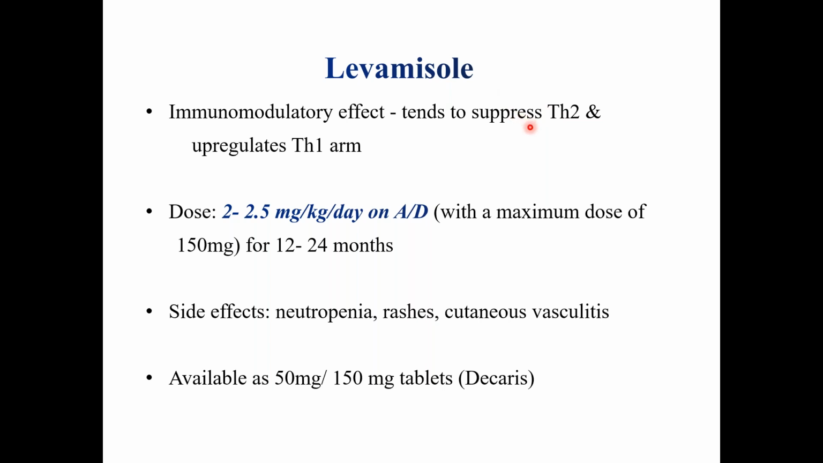As I talked about earlier, in episodes of relapse you find that there is an activation of the Th2 pathway. This is a drug which inhibits the Th2 pathway and upregulates the Th1 arm. And possibly this is the reason that it maintains long-term remission in patients with frequently relapsing nephrotic syndrome and steroid-dependent nephrotic syndrome. It is an excellent steroid-sparing agent, and it works very well, especially in the Indian population.